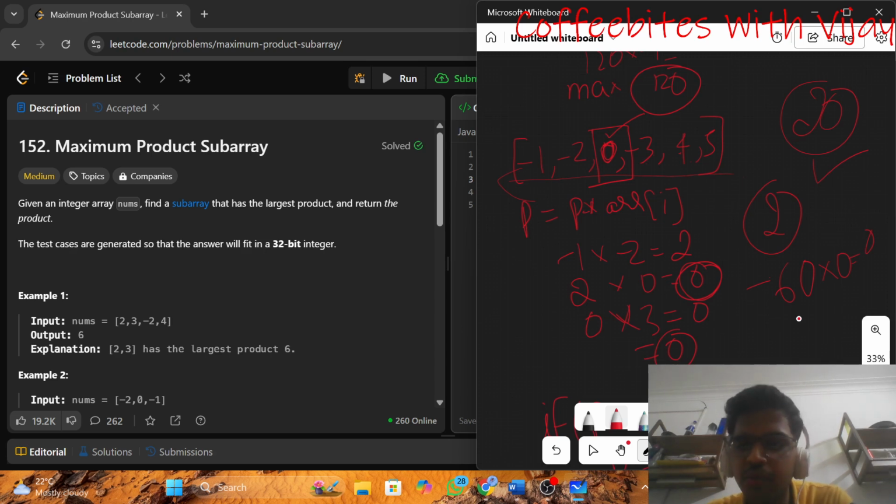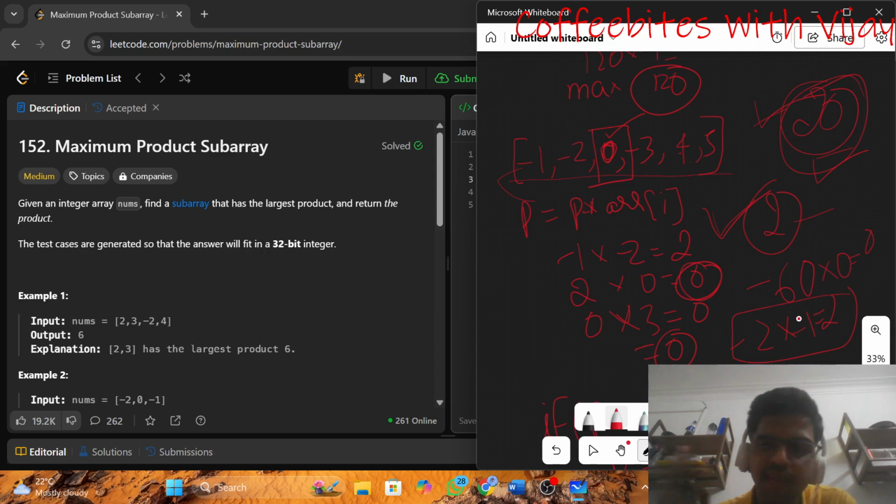And here if I do the multiplication, 1 into -2 is -2. -2 into -1 is +2. So in my suffix I'll get the maximum as 2. And in my prefix I'll get the maximum as 2. In my suffix I'll get the maximum as 20. In my prefix I'll get the maximum as 2. So from 2 and 20 I'll select 20 as the maximum value. So if I encounter 0, I will reset my prefix and suffix values.